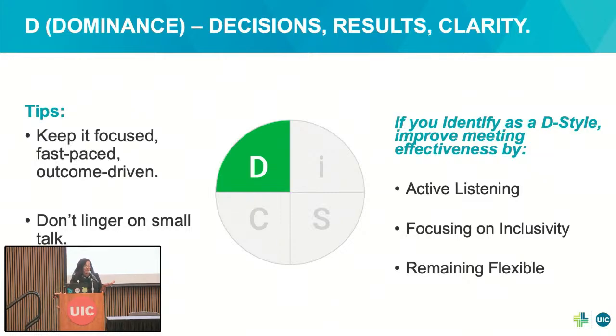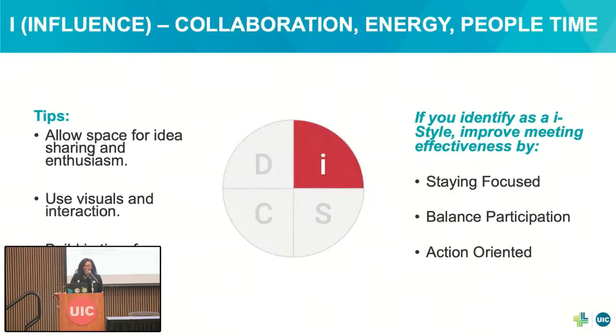And while staying results-driven is key for the D style, as we already know, it's going to be important to make room in the discussion for brainstorming, to actively engage that I style and let them know that it's okay, that it's going to take a little bit of work for us to get there. You heard me mention, if you identify as the D style: active listening, focus on inclusivity, and remaining flexible, right? No hard, rigid corners.